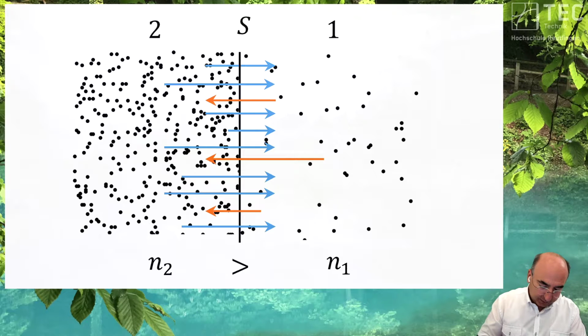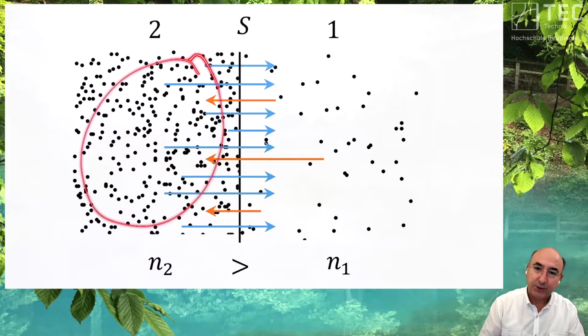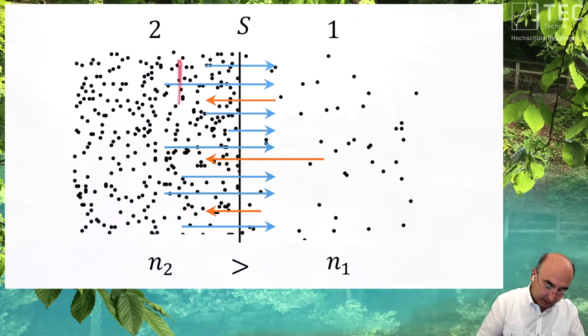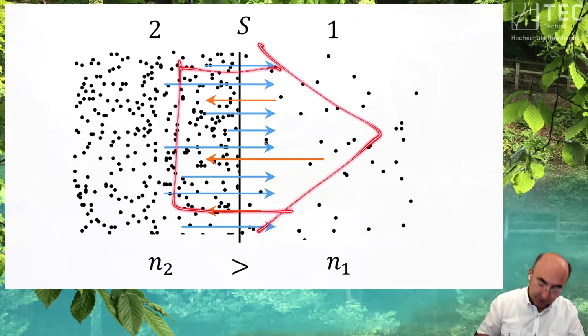You know that if you have an area with a higher concentration of particles and a second area with lower, then at the end you have a net movement.